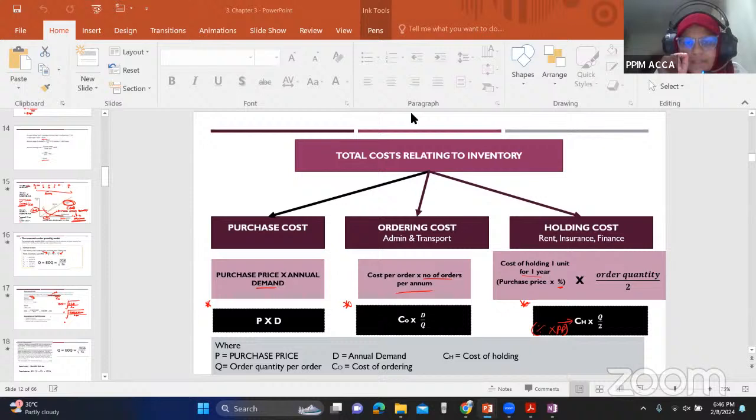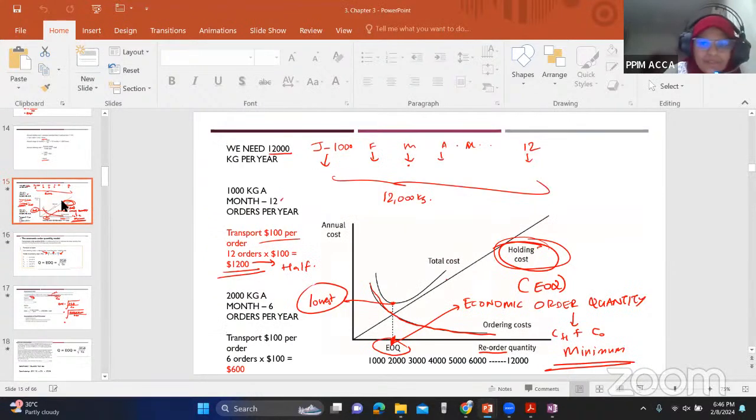There is a particular quantity because you can see, for example, we can either order 1,000 units a month or 2,000 units a month or 3,000 a month. It doesn't matter. Okay. It's up to us. So let's just see this graph. I'll show you something here.